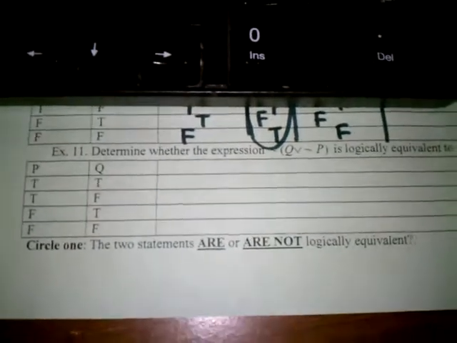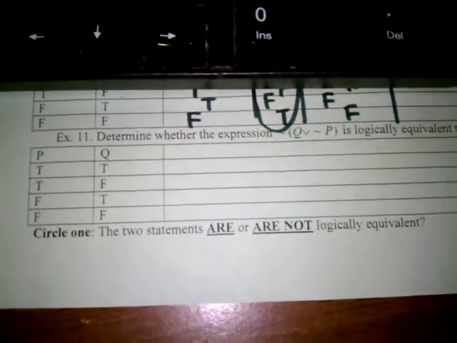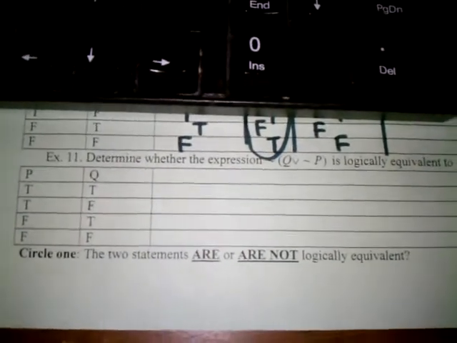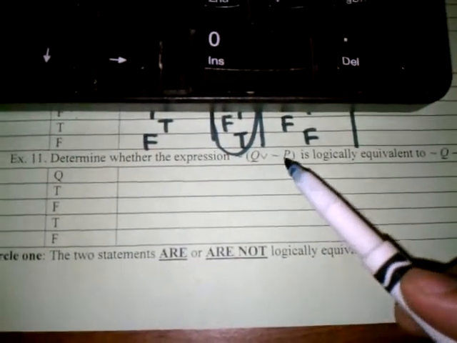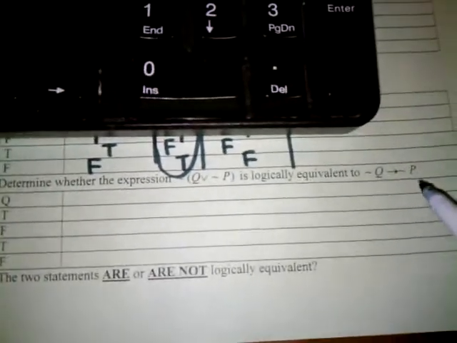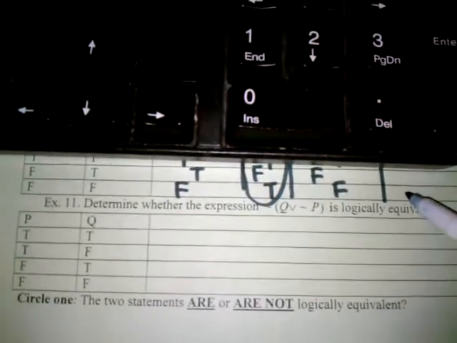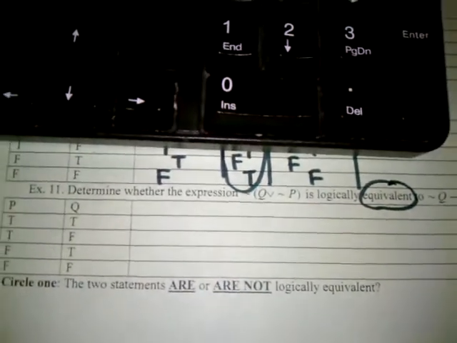This is Math for Liberal Arts, question 11, review chapter test 3, test number 2, chapter 3. Question 11 is asking us to determine whether this expression, negation Q V negation P, is logically equivalent to negation Q arrow negation P.